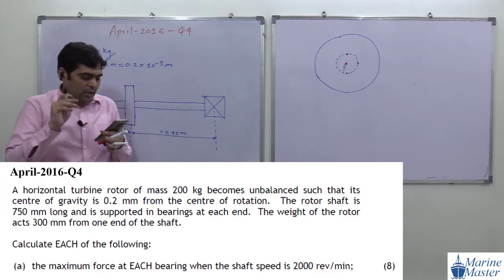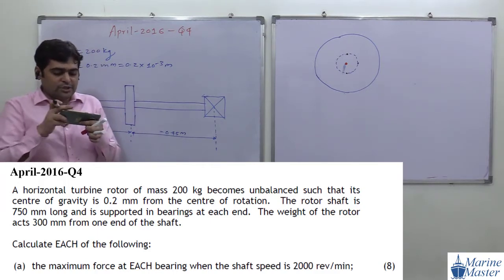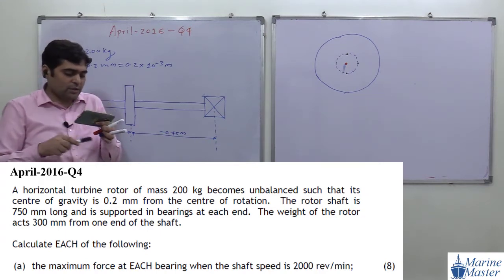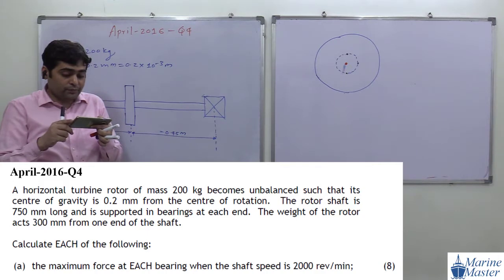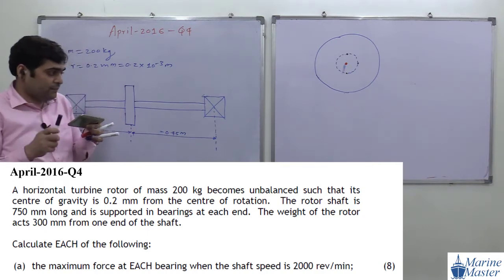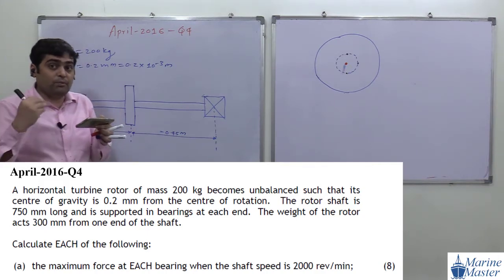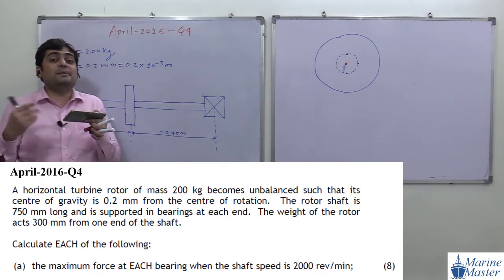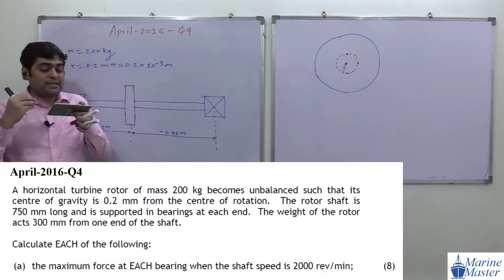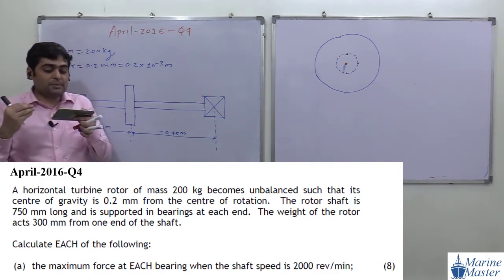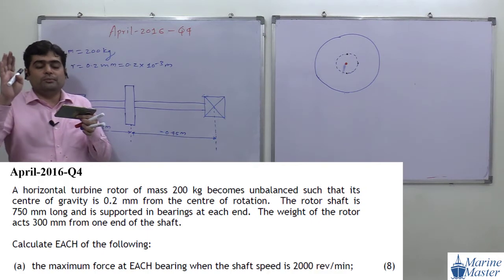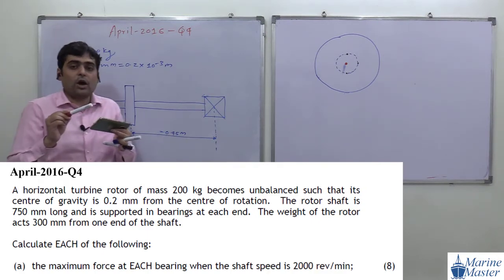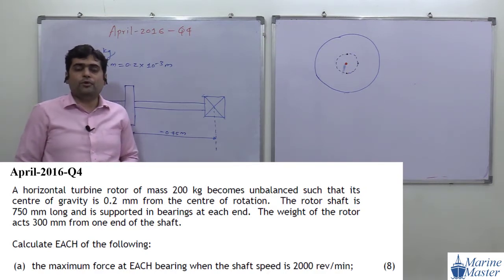Okay, good. Now try to see the scenario here, what the question wants to say. A horizontal turbine rotor. What they are asking us in part A is the maximum force at each bearing when the shaft speed is 2000 revolutions per minute.